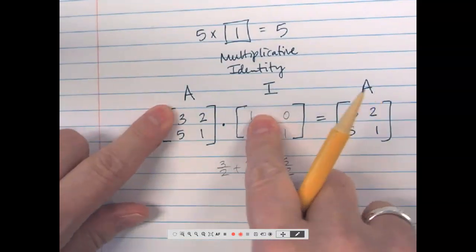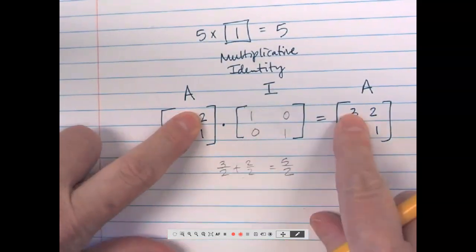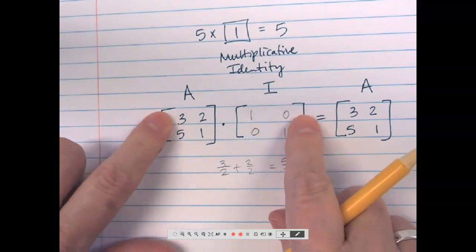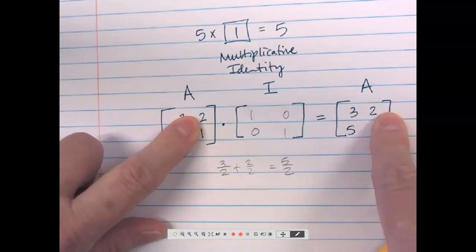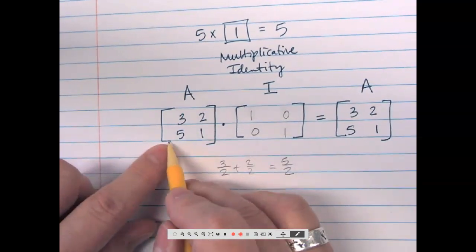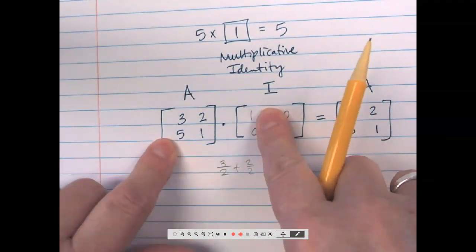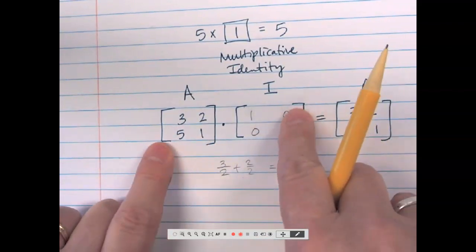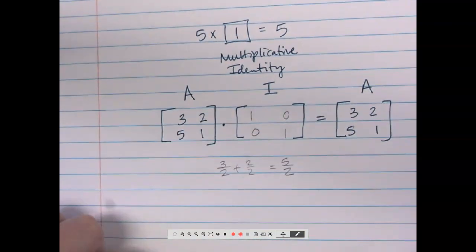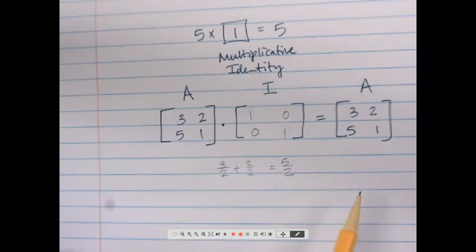Okay, 3 plus 0 is 3. Let's do top row, second column. 0 plus 2 is 2. Second row, first column. 5 plus 0 is 5. 0 plus 1 is 1. That's it. See, it didn't take long.